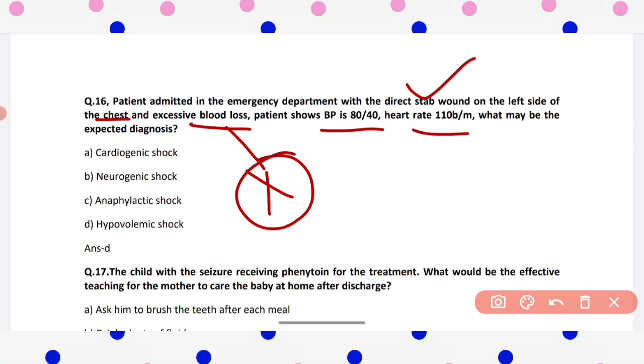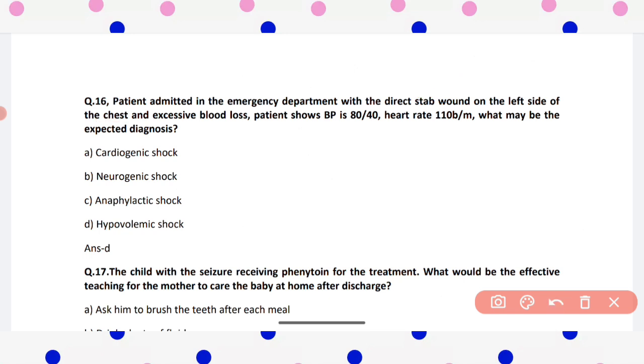That's why the heart rate is 110 beats per minute. So in this situation, what will be the diagnosis? Definitely, if there is any bleeding and blood pressure is dropping, in order to compensate the blood pressure, the heart rate is increasing, it means directly you have to go for what? Hypovolemic shock. This is the characteristic feature of hypovolemic shock. So option D is the right one.